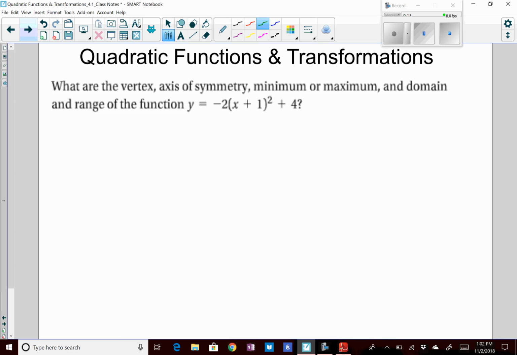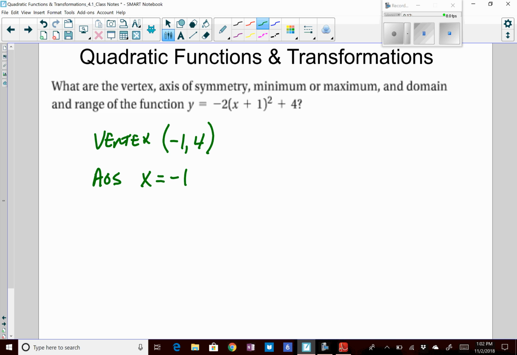Again, here they want the vertex, axis of symmetry, minimum, maximum, domain, and range. So again, we're going to take a look here for what the coordinates of the vertex are. So x plus 1 tells you that it's x minus -1. So h is -1 and k is 4. So the vertex is at -1, 4. The axis of symmetry, again, is x equals h. Since h is -1, we have x equals -1.